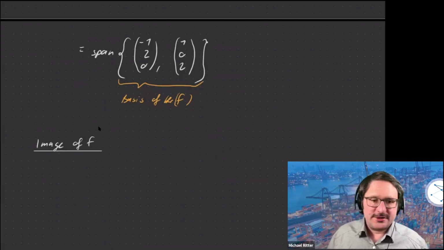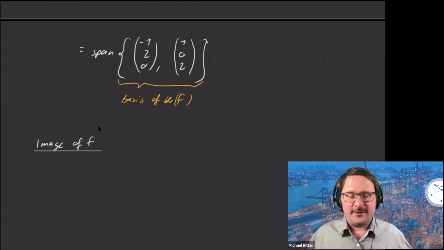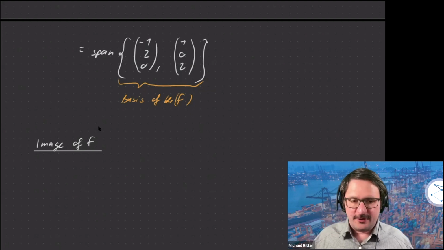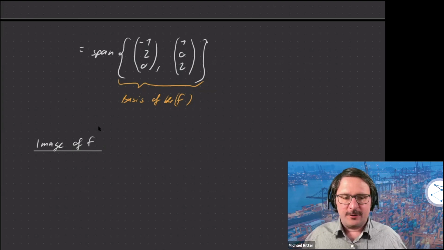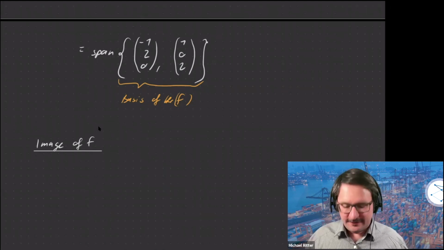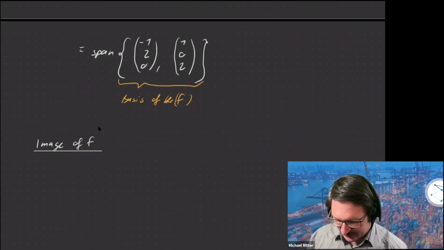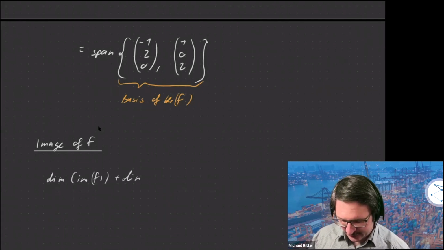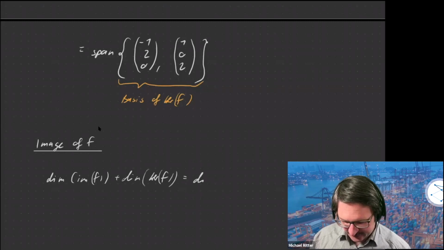The first thing you should always do is, if you know a basis for the kernel, or at least the dimension of the kernel already, then you should invoke the rank-nullity theorem and determine the dimension of the image. As you know, the dimension of the image of f plus the dimension of the kernel is going to be equal to the dimension of the domain. The domain is R3 in this case.